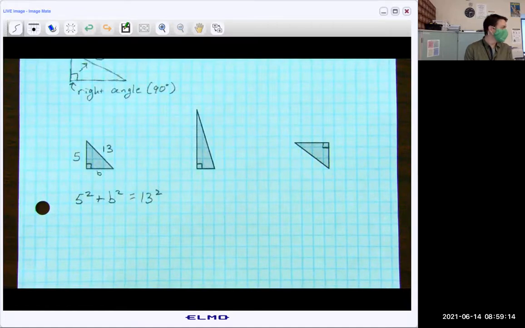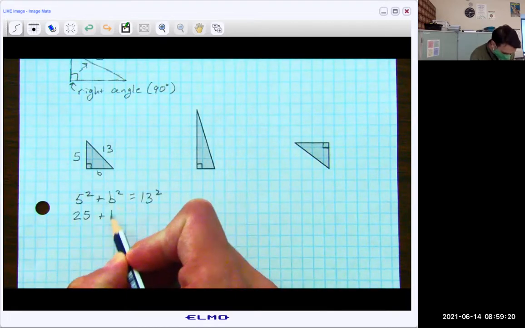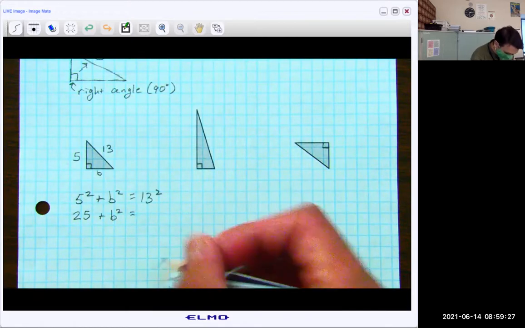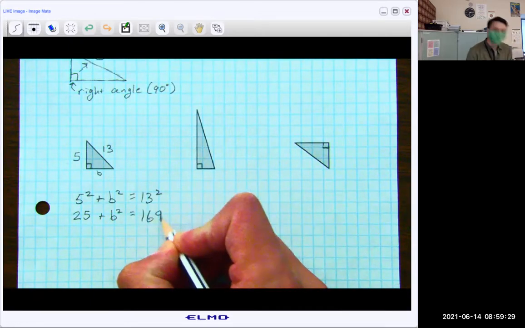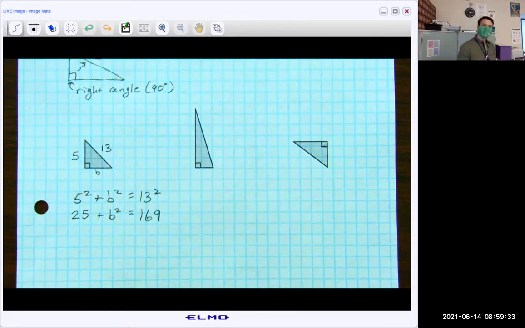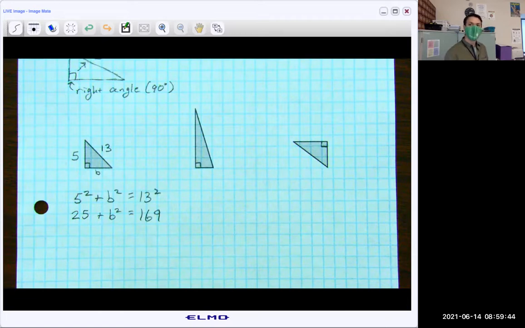So now we start to solve. 5 times 5 is 25. I don't know B squared, so we leave it there. And then you could use a calculator for 13 squared, or maybe that's one you have memorized. 169. So today you're going to be using the Pythagorean theorem to find missing lengths. And we're going through solving right now. And then you're going to also use it to prove whether a triangle is a right triangle or not.